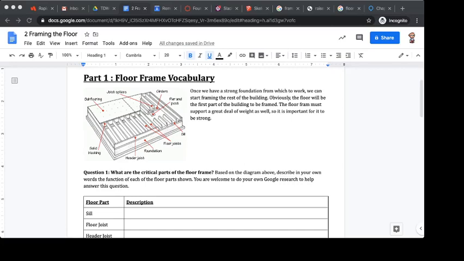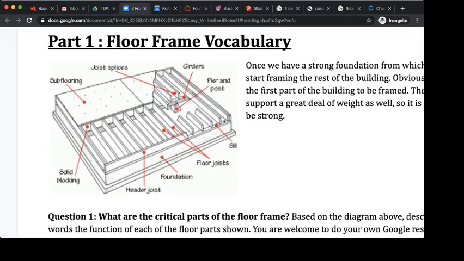Hey folks, I just want to go through a little bit of planning with you guys, going through how to frame the floor of your building. Inside your lesson, you should see the following diagram showing you the different parts of our floor. So this is the frame that supports the rest of the house.